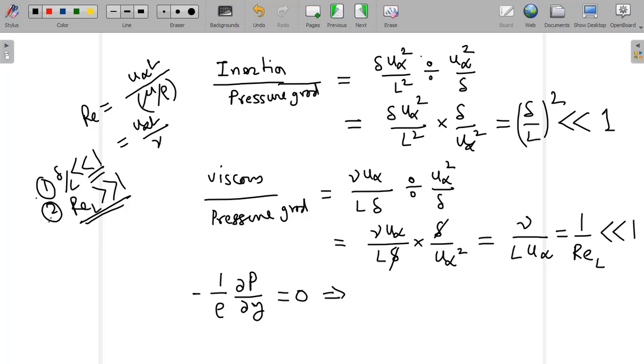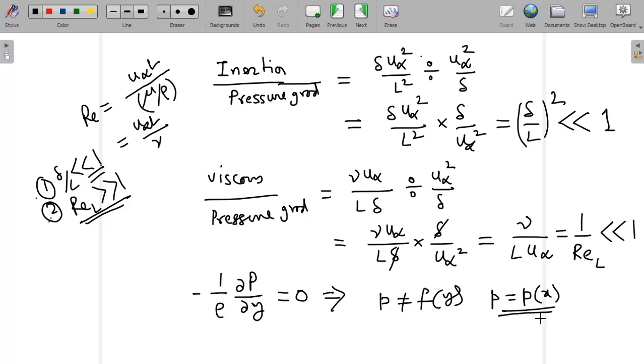That implies that this pressure is no longer a function of y. So pressure is not a function of y; pressure is only a function of x, that we can conclude. In general, pressure can be a function of x and y, but if this is the situation, that means pressure is not changing with y. So pressure is only a function of x.